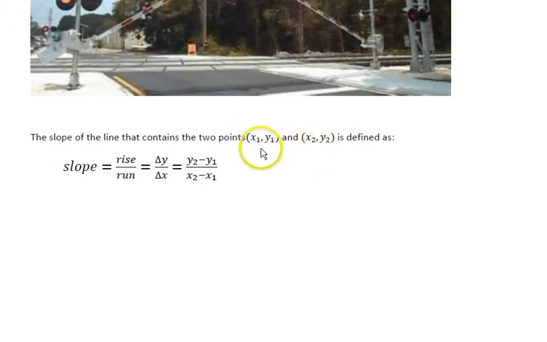It does not matter which of the 2 points you take as the first one and which as the second one, as long as you compare the y's in the same order as you compare the x's. We're looking at a ratio here of the difference in the y's over the difference of the x's, and that gives us a number, the slope.